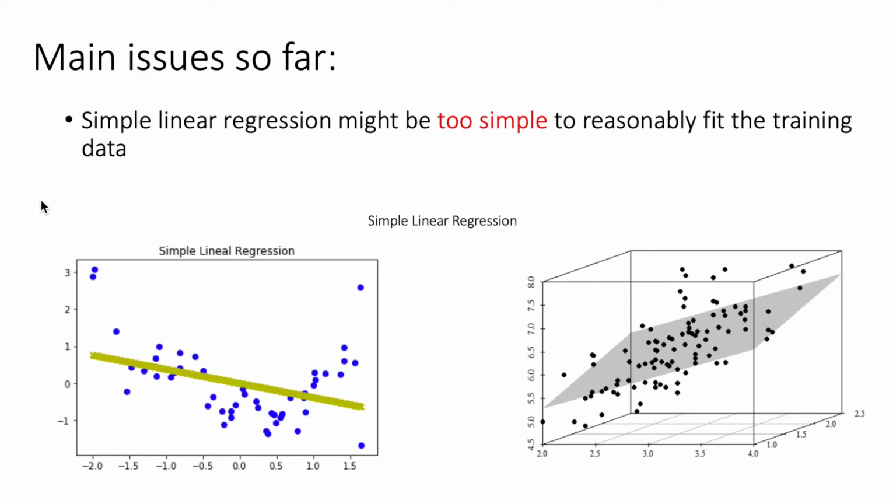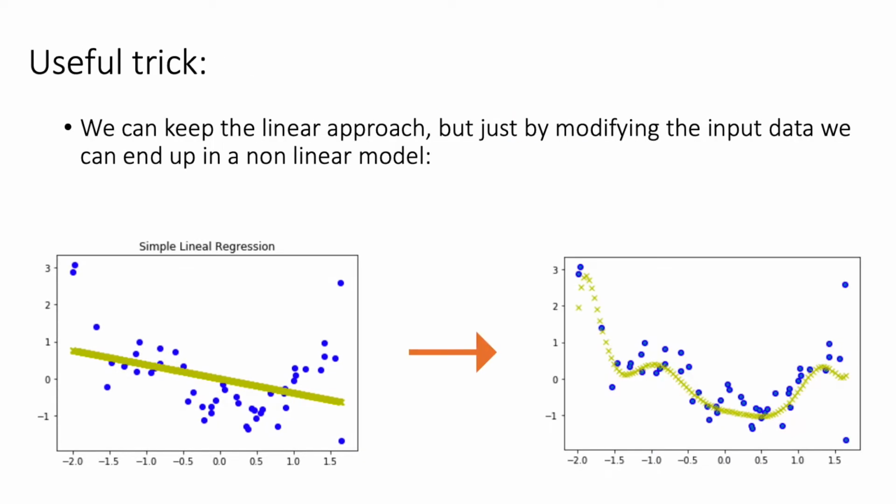So far, the main issue with the model we've seen is that it's too simple, right? It's just a line or a hyperplane. And in general, we're going to fail in fitting the training data reasonably, right? So one useful trick is that we can keep the linear approach, but just by modifying the input data, we can end up with a non-linear model, like the one we see in the figure.